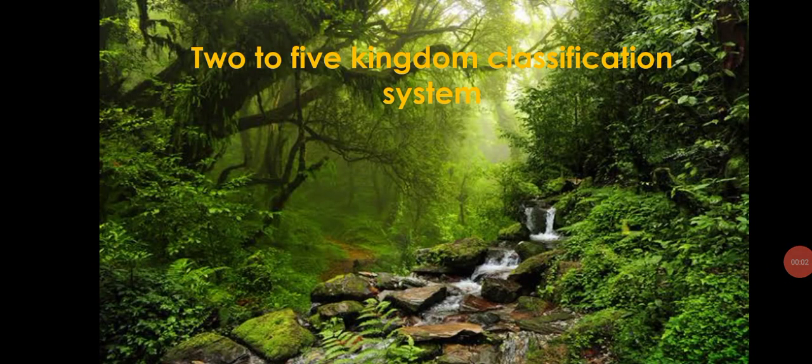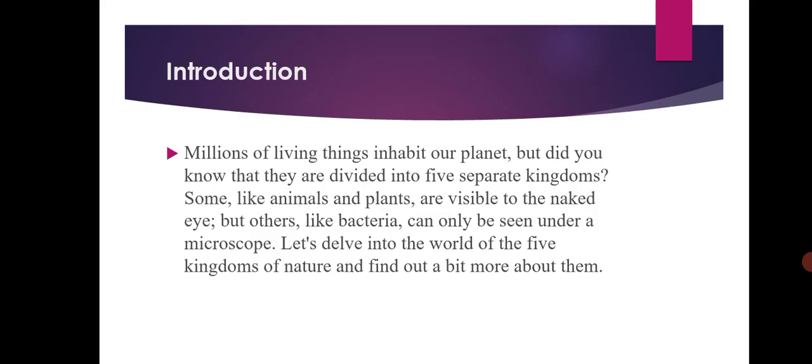Hello everyone. Today I came with a unique and very interesting topic which is known as the two to five kingdom classification system. It covers the introduction of taxonomy. There are millions of living things inhabiting the earth. Some organisms are macroscopic, some are microscopic. The whole number is classified under five kingdoms.